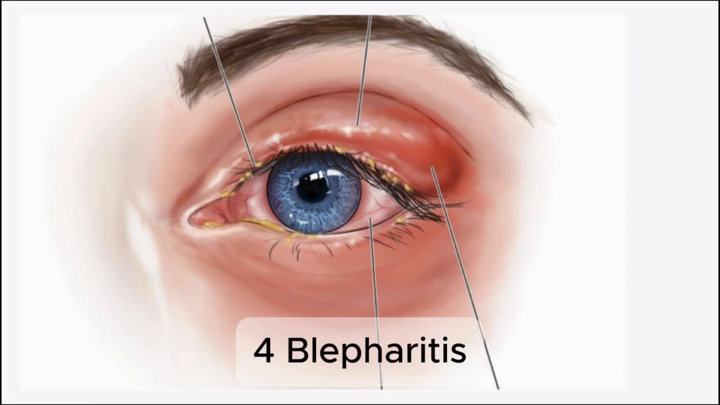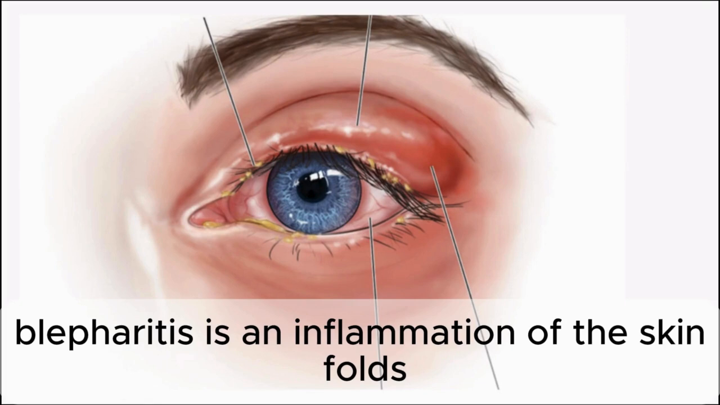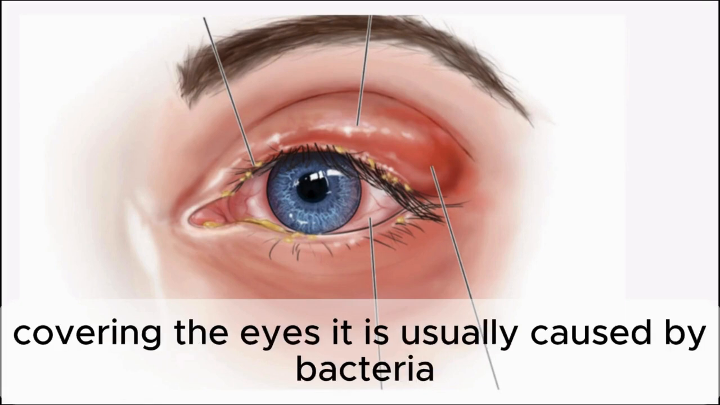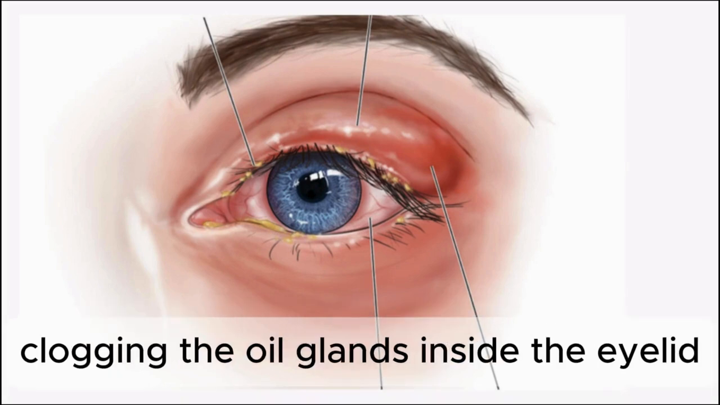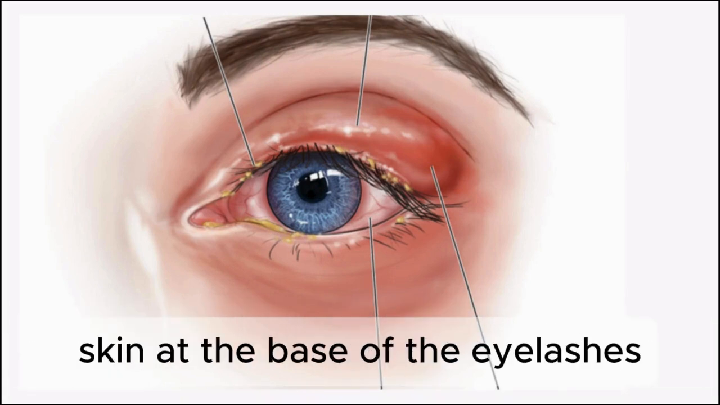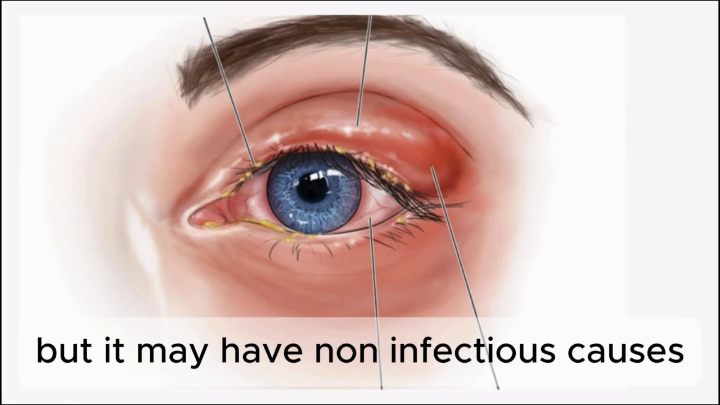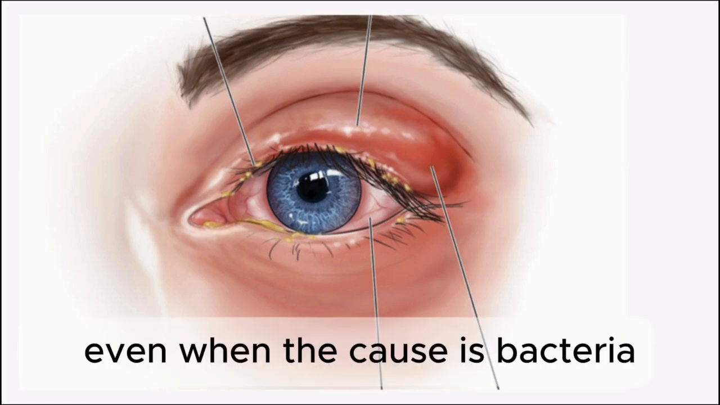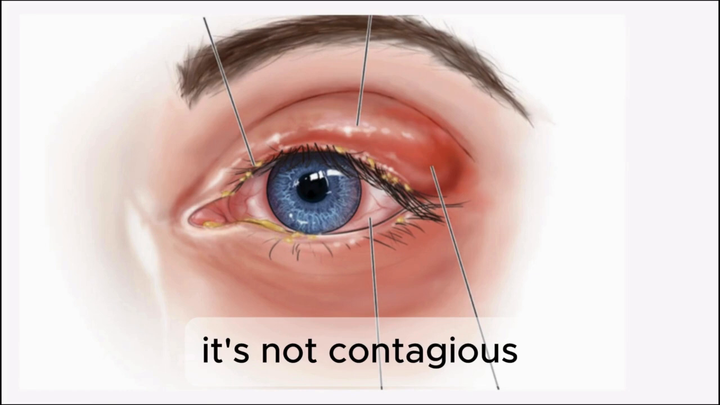4. Blepharitis. Blepharitis is an inflammation of the skin folds covering the eyes. It is usually caused by bacteria clogging the oil glands inside the eyelid skin at the base of the eyelashes, but it may have non-infectious causes. Even when the cause is bacteria, it's not contagious.